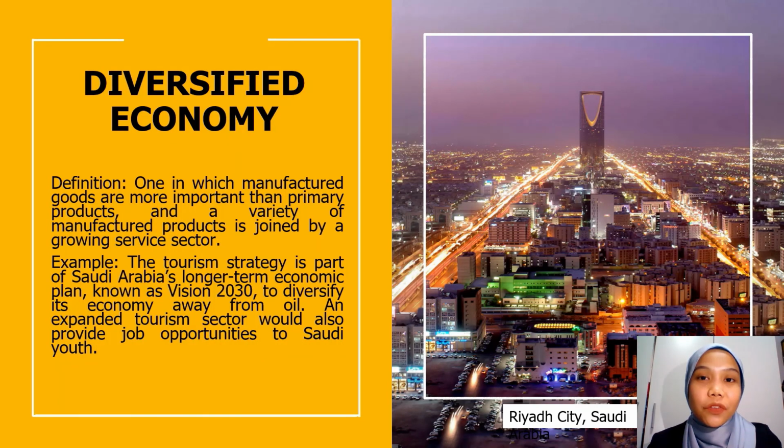Next is diversified economy. In a diversified economy, the income from oil enriched the ruling cities and was used partly to generate industrialization, intensify agricultural output, provide more and better roads, airports, health services and education, and increase living standards. Up to one-third of the income in some countries went to purchase military hardware. The oil income made it possible to shift economies toward sustainable development based on oil diversification. A diversified economy is one in which manufactured goods are more important than primary products, and a variety of manufactured products is driven by a growing service sector.